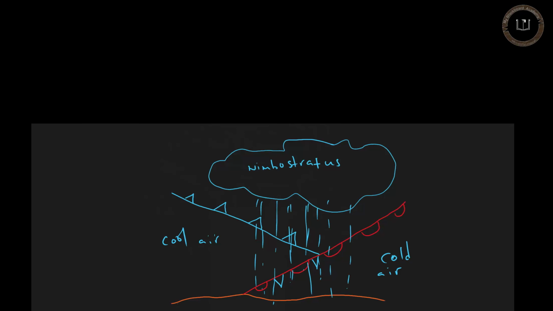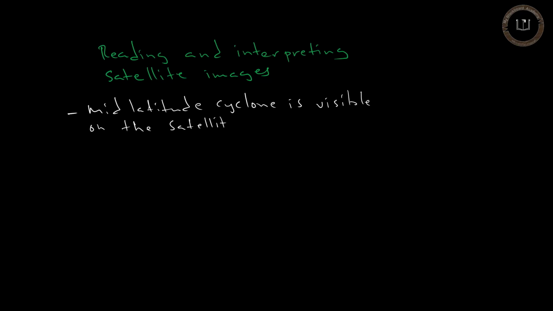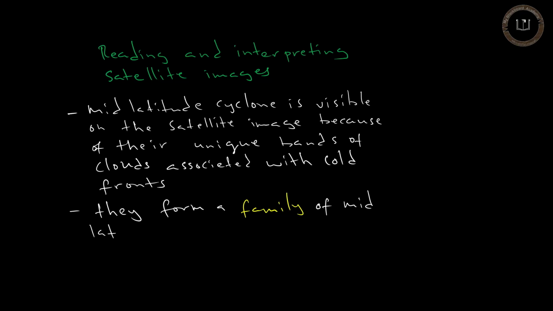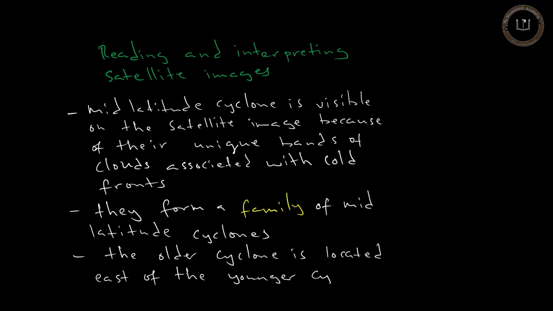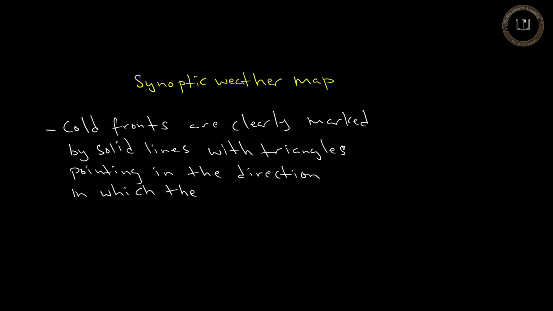Let's move on to reading and interpreting satellite images. Mid-latitude cyclones are visible on the satellite image because of their unique band of clouds associated with cold fronts. They form a family of mid-latitude cyclones. The older cyclone is located east of the younger cyclone. On a synoptic map, cold fronts are clearly marked by solid lines with the triangles pointing in the direction in which the front is moving. The colder air is always located behind the line.